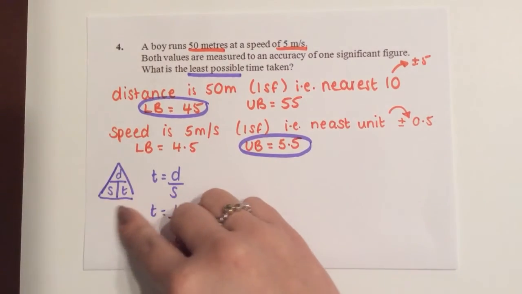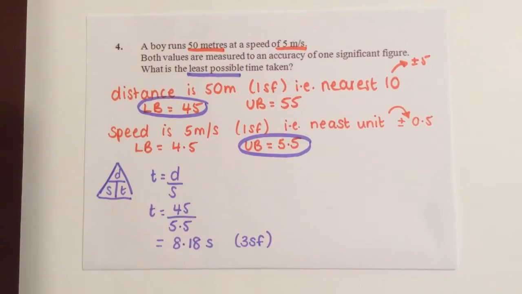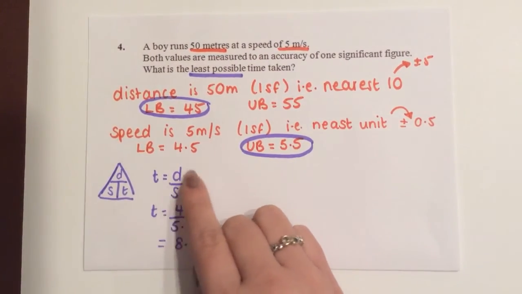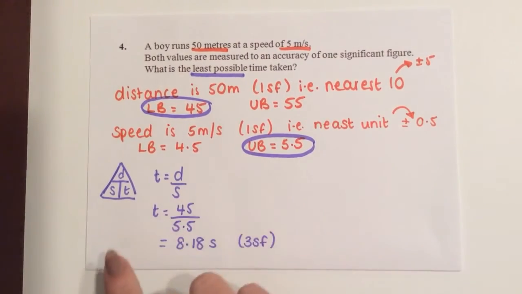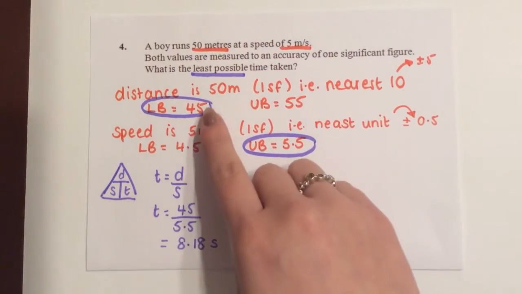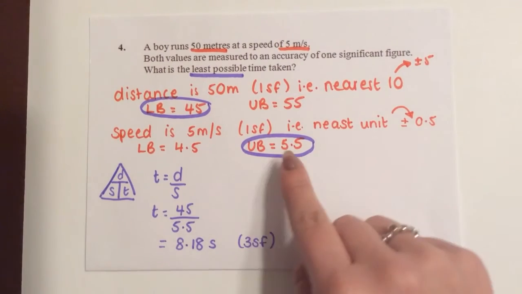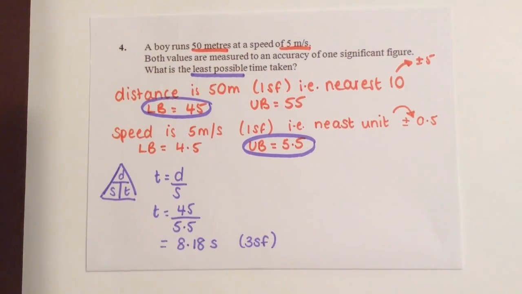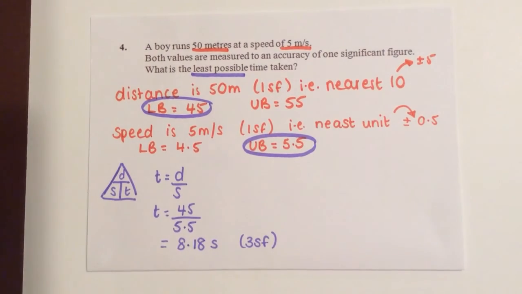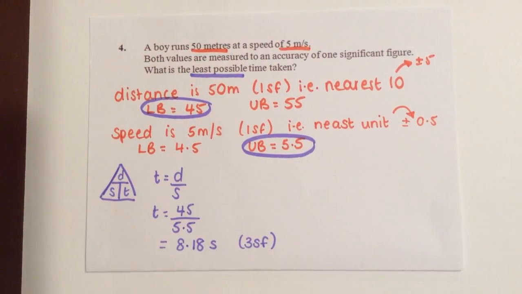You need to remember your speed, distance, time triangle for this question. To find time, it is equal to distance divided by speed. We want the least possible, so we take the smallest lower bound there, divided by the upper bound of speed. So we've got 45 divided by 5.5, leaving us with an answer of 8.18 seconds.